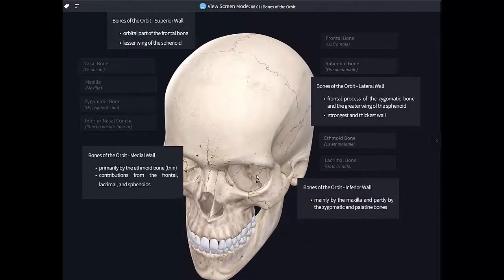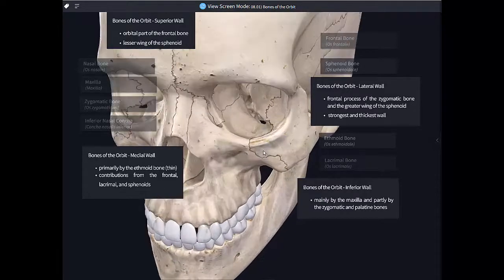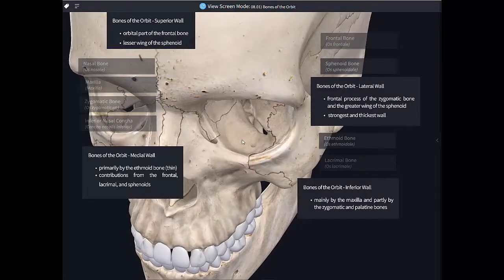Last but not least, we have the inferior wall. That is down here. And the inferior wall is mainly made up of parts of the maxilla, but also made up of parts of the zygomatic bone and the palatine bones.